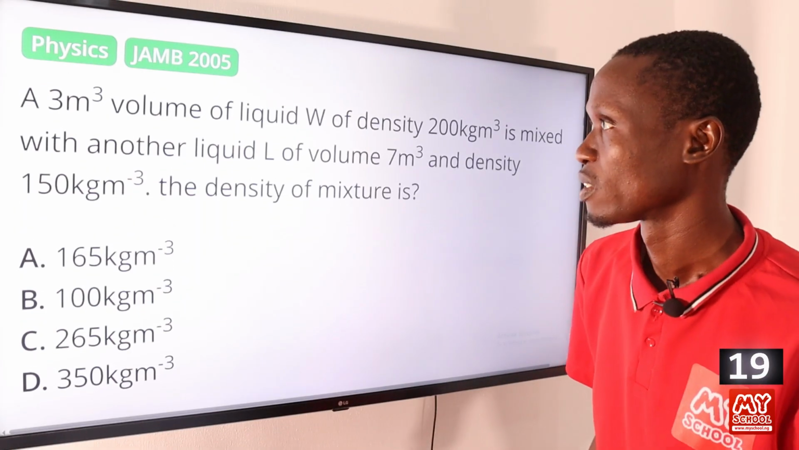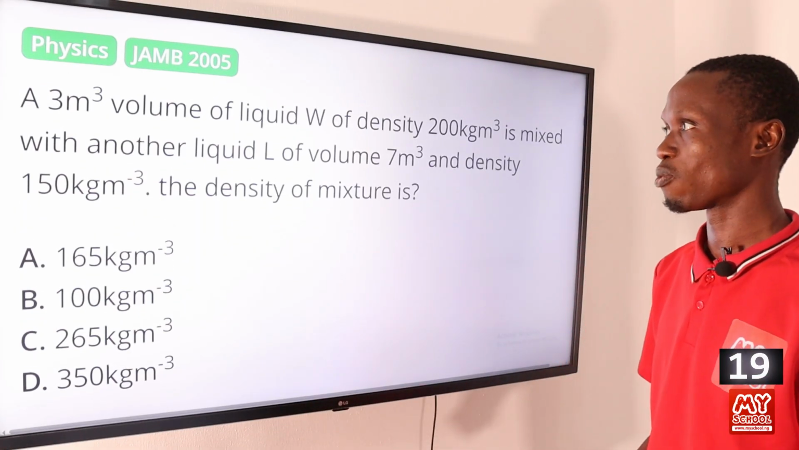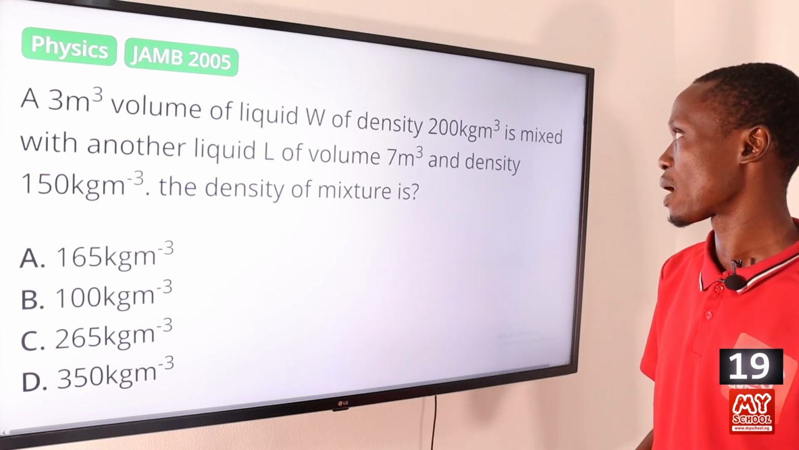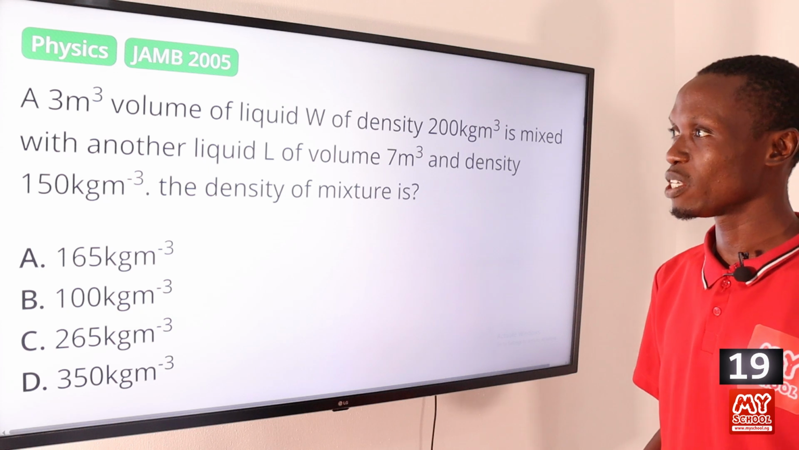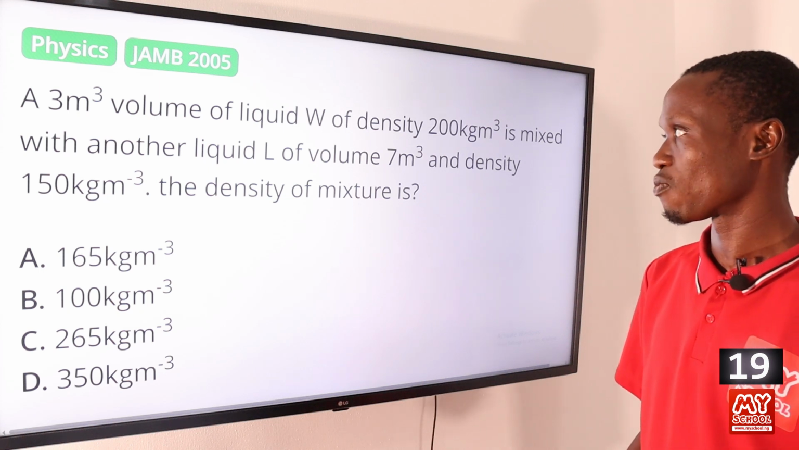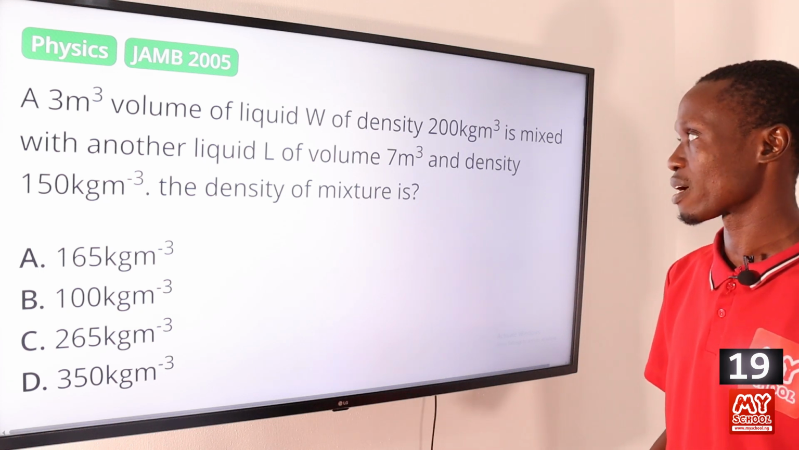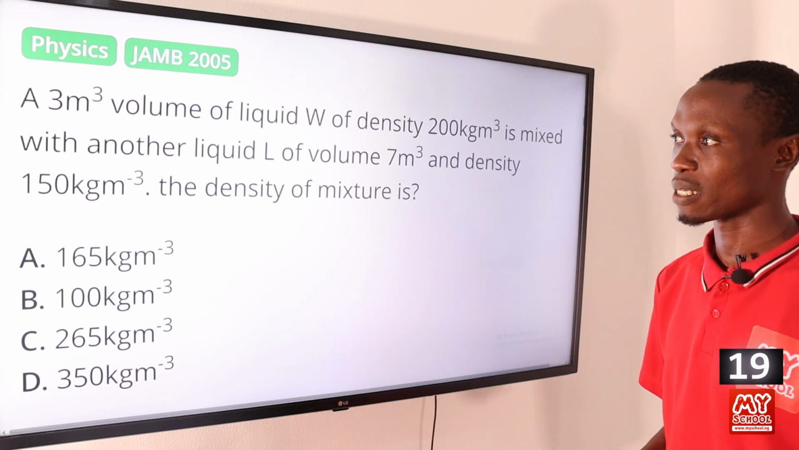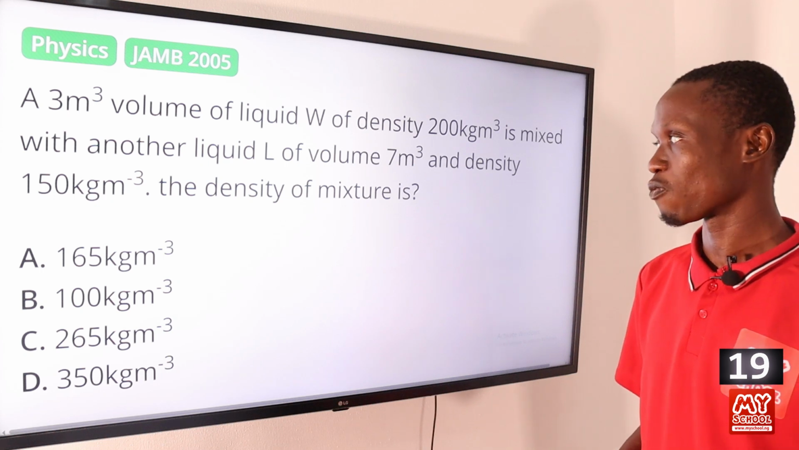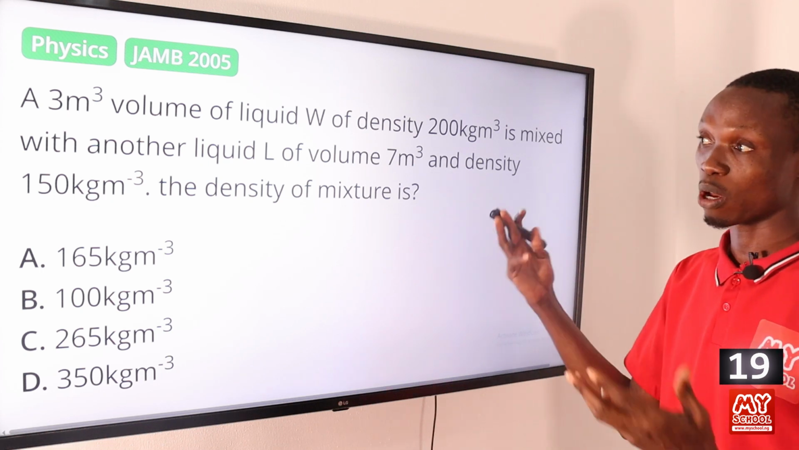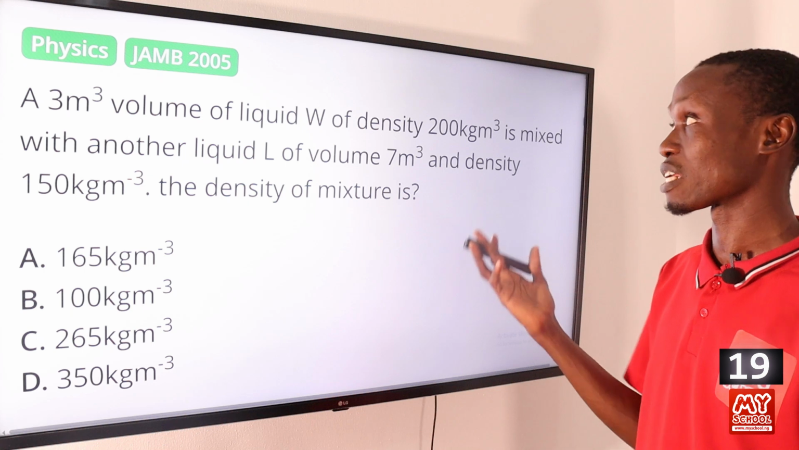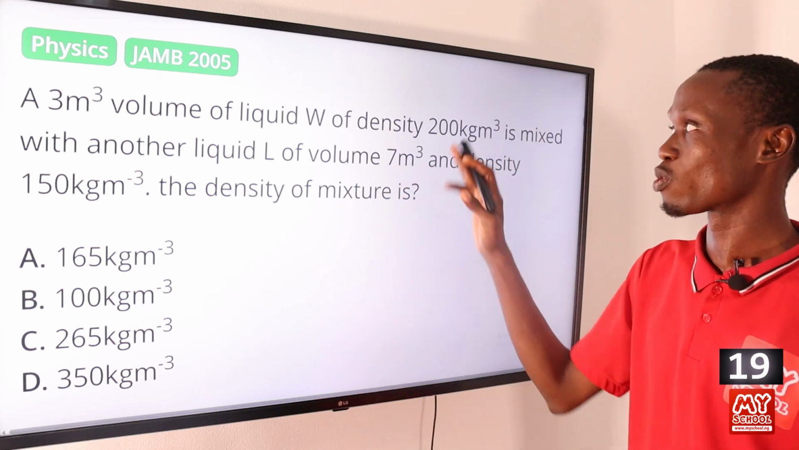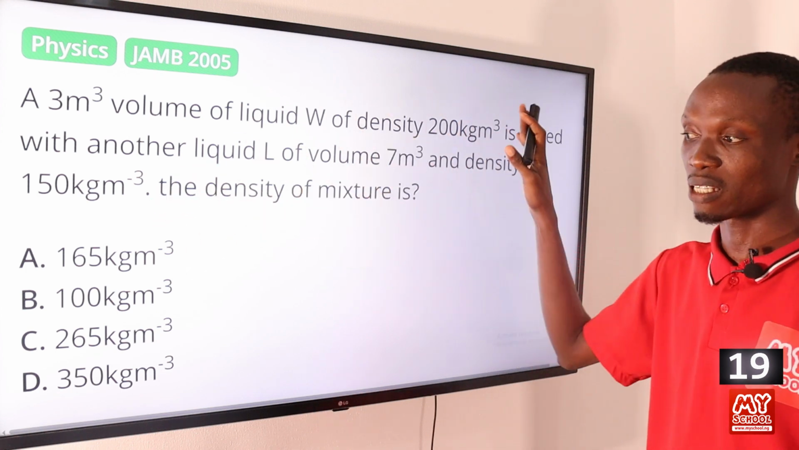Question 19. A 3 meter cube volume of liquid W of density 200 kilogram per meter cube is mixed with another liquid L of volume 7 meters cube and density 150 kilogram per meter cube. The density of the mixture is? Since we are looking for the density of the mixture, you can just assume that we just add the densities, since we already know the density of each liquid, and get our answer.